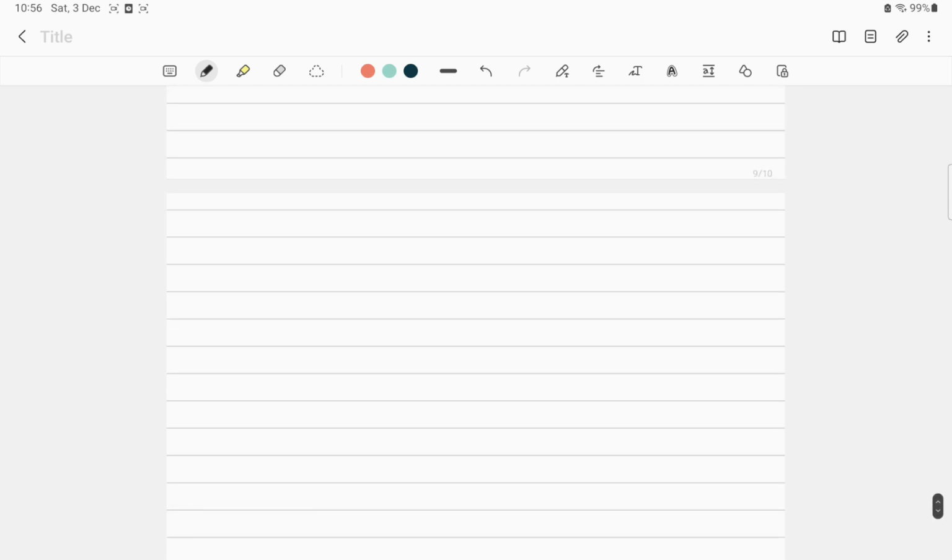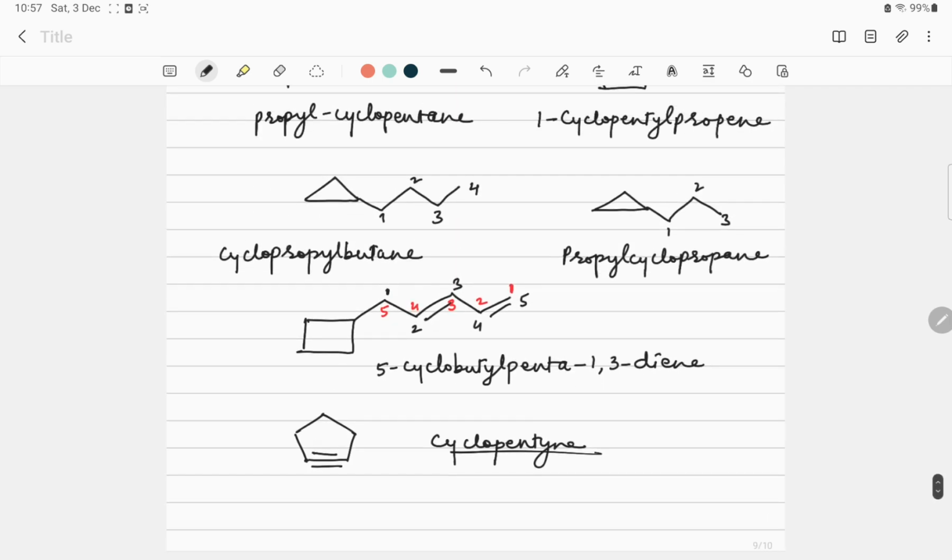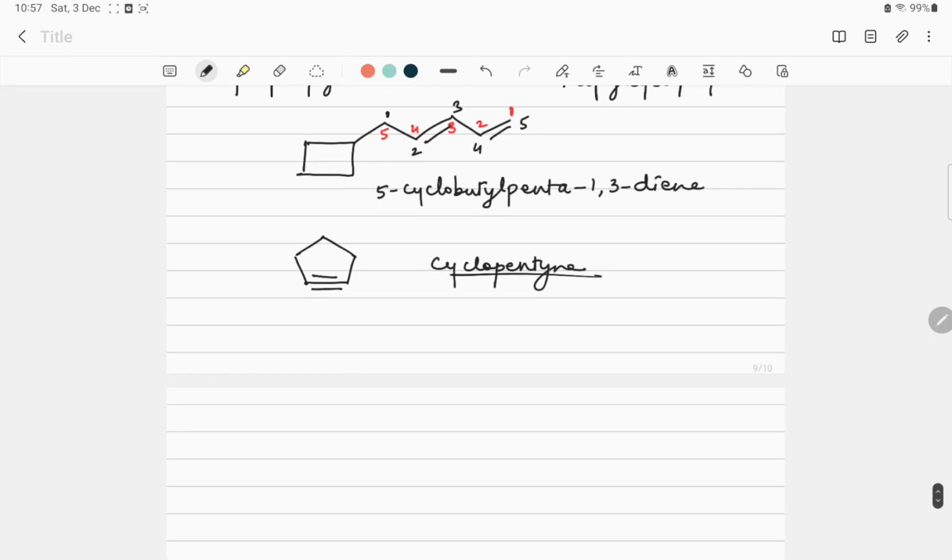Say for example, we have a triple bond somewhere. Say if the compound is this, and we have a triple bond here. Say this is the compound. So how is the name of the compound going to be? It is cyclopentyne. The rules are exactly the same as we did for the double bond. So that is how we can have the naming of cyclic or alicyclic compounds. Thank you.